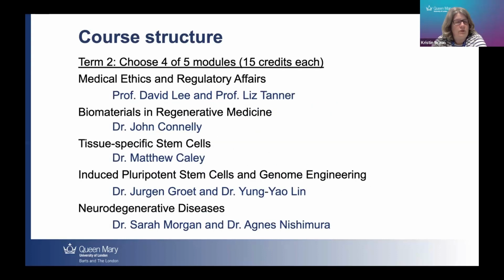So then we get to semester 2, which starts just after your January exam. So in January, we examine semester 1, and then we start semester 2 at the end of January, and that runs through April. And during this term 2, students can choose 4 out of 5 modules. Again, each of the modules are 15 credits. So in total, the students take 60 credits.